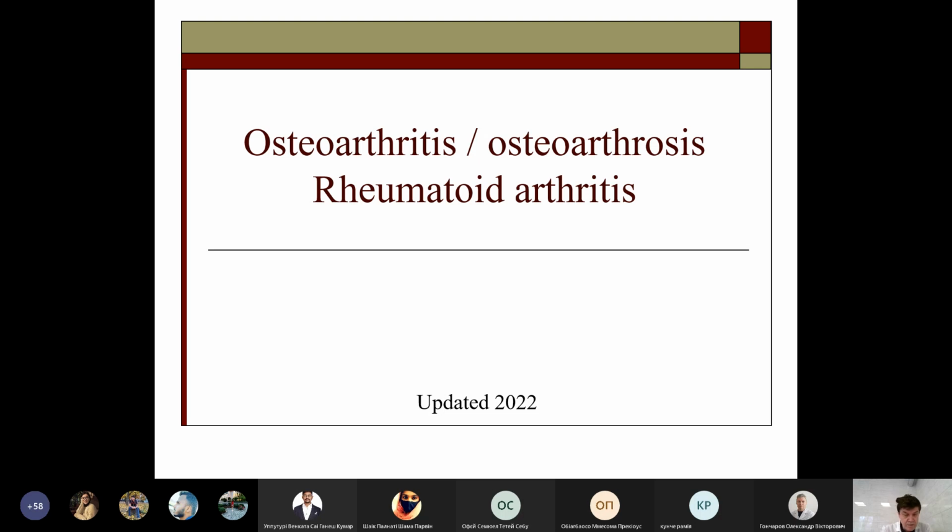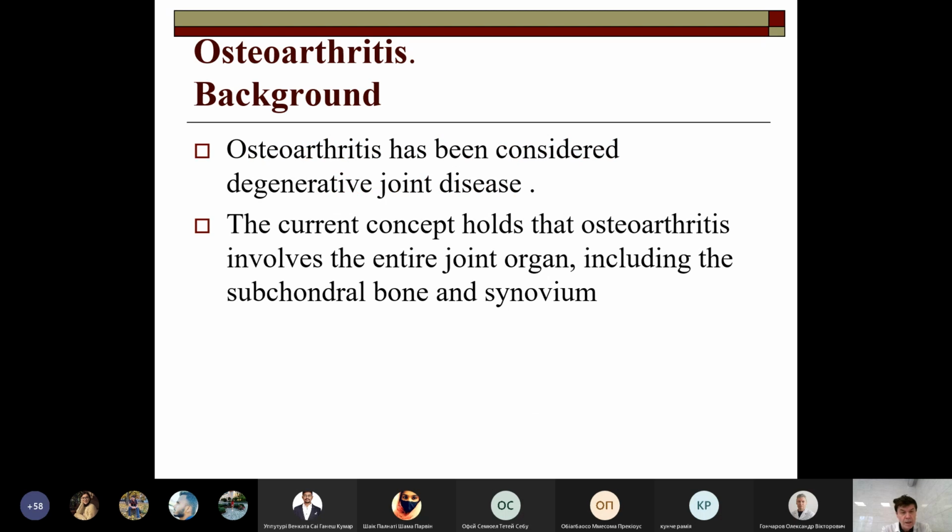So, osteoarthritis has been considered a degenerative joint disease. The definition is considered to be the most important primary degenerative joint disease. The current concept holds that these conditions involve the entire joint organ, including the subchondral bones, nerve, and soft tissue located around the joints. And finally, the definition of osteoarthritis summarizes both the joint structure and the structures around the joint.